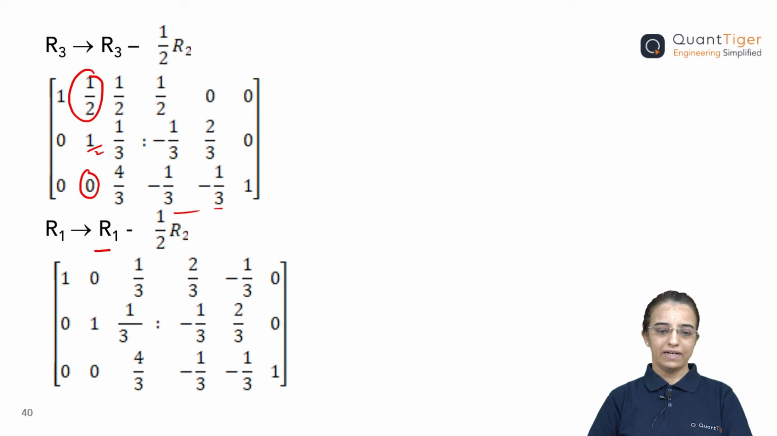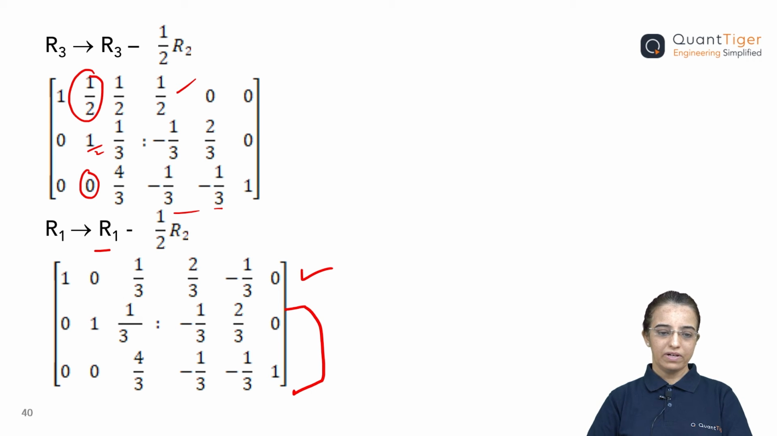Same operation I did it over here. R1 यहाँ पे 1/2 है minus 1/2 R2. After that I got this one. Only R1 will get changed. If you see, these 2 rows are as it is. सिर्फ R1 में हमें change किया हुआ है.